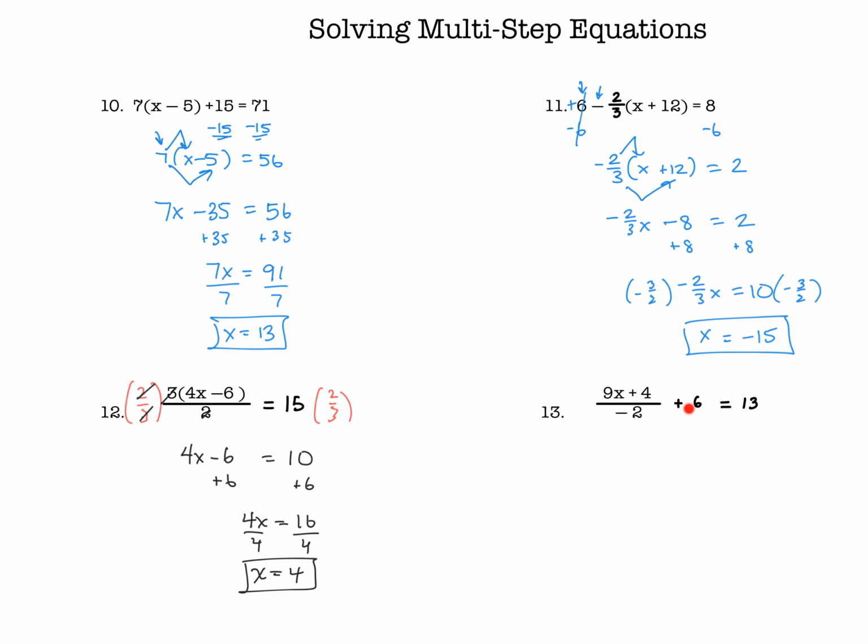So here's the deal. I am going to remove this one first because it's going to make less work if I get rid of things outside of the fraction bar onto one side and then deal with removing the fraction thereafter. So the first thing I'm going to do is get rid of the positive 6 by adding its opposite, a negative 6 and a negative 6. That leaves me with 9x plus 4 all over negative 2, and that is now equivalent to 7.